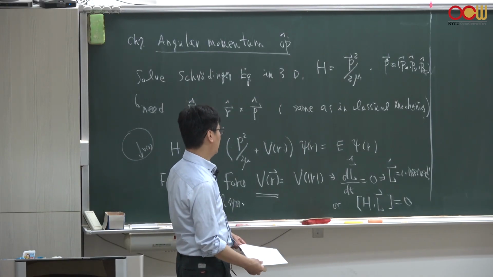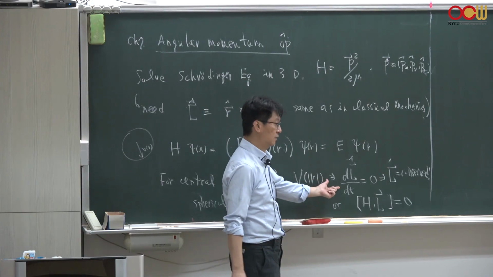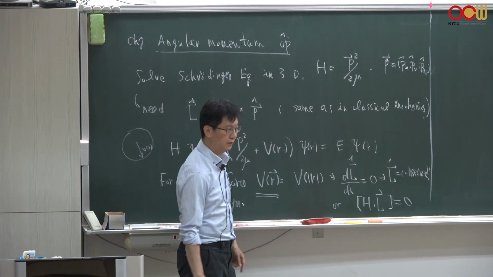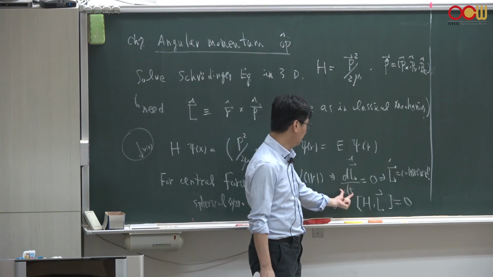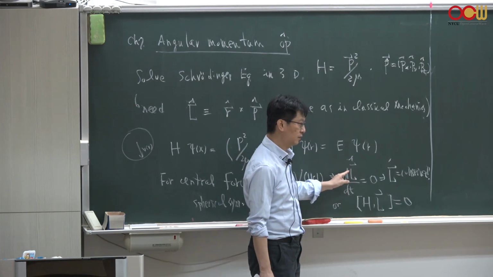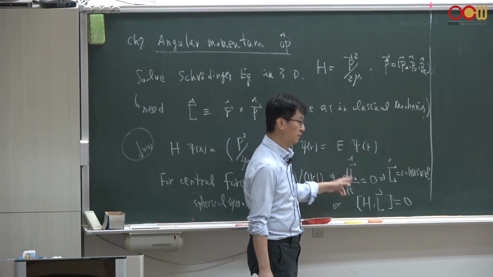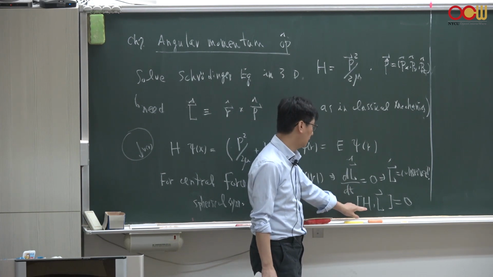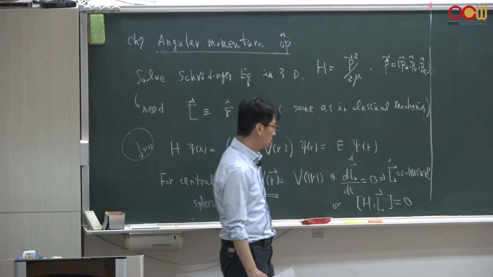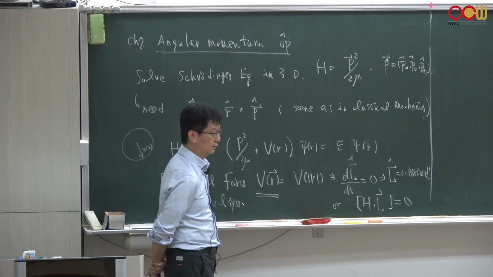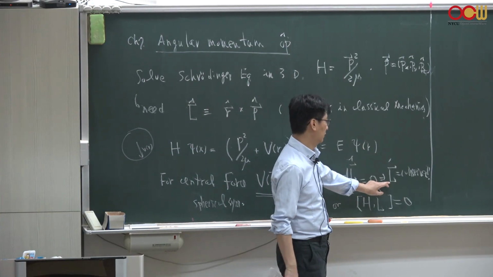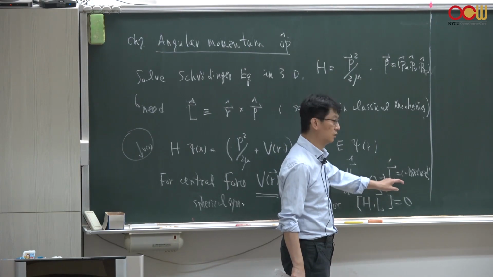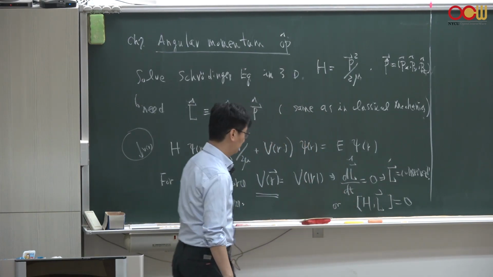So in that case, we could show that the equation of motion for the angular momentum operator, dL/dt, where L is a vector and also an operator, vanishes, because this Hamiltonian commutes with the angular momentum operator. In such a case, this angular momentum vector is actually conserved. It is a constant of time.